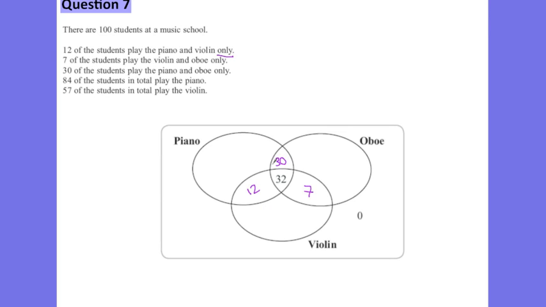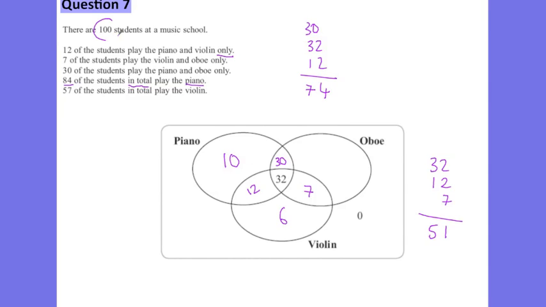84 of the students in total play piano. So we have to add these up. 30 plus 32 plus 12 will give us 74. So 84 play piano. We have another 10 students here. Same here, 57 of the students in total play the violin. So 32 plus 12 plus 7 gives us 51. So if 57 play the violin in total, here is another 6.